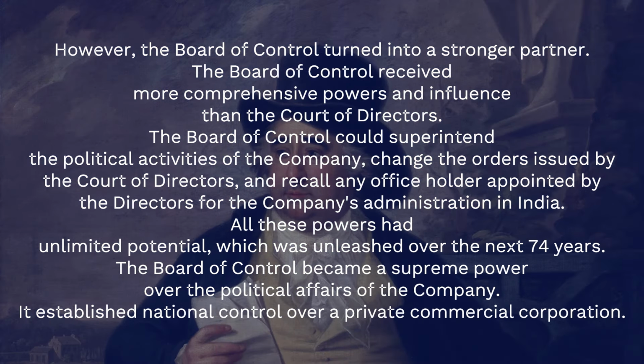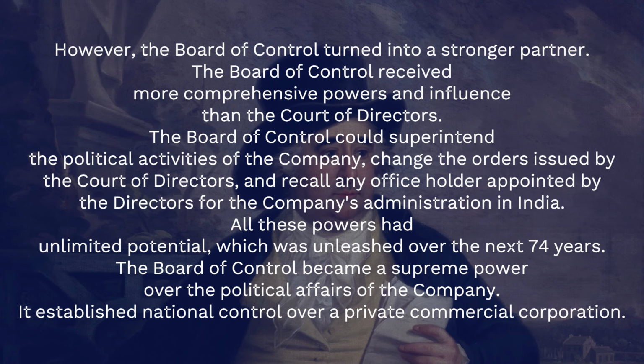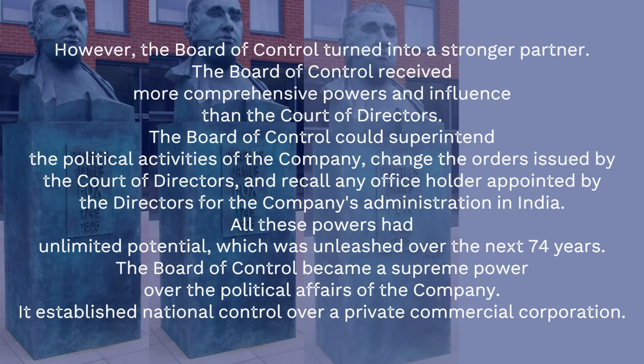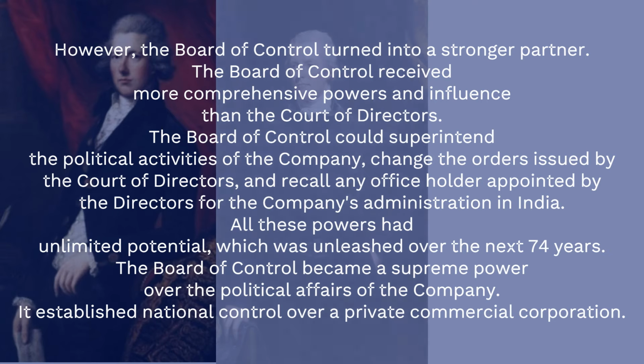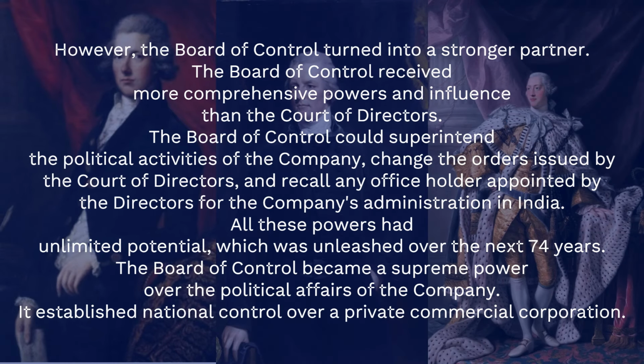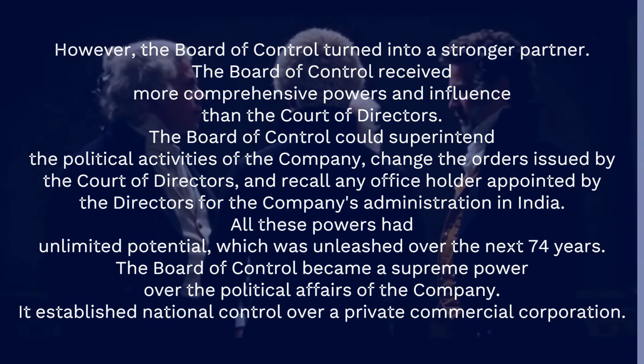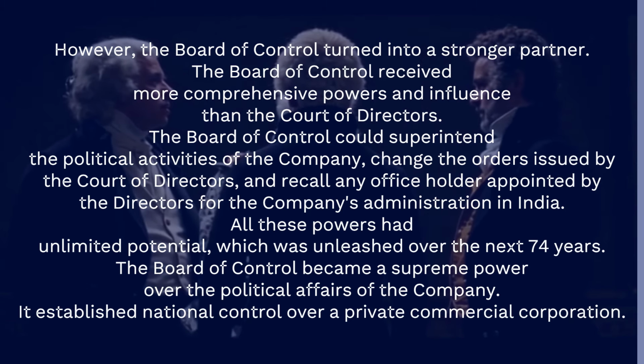The Board of Control could superintend the political activities of the company, change the orders issued by the Court of Directors, and recall any office holder appointed by the directors for the company's administration in India. All these powers had unlimited potential, which was unleashed over the next 74 years. The Board of Control became a supreme power over the political affairs of the company. It established national control over a private commercial corporation.